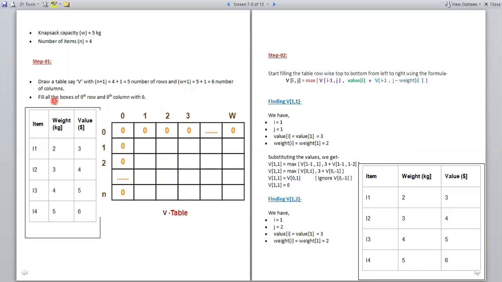Okay, and fill all the boxes of the 0th row and 0th column with 0, that means all are 0, and you can see these values are all 0. Okay, next go to step 2.